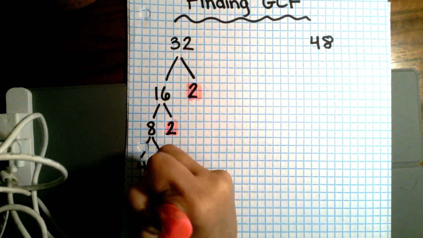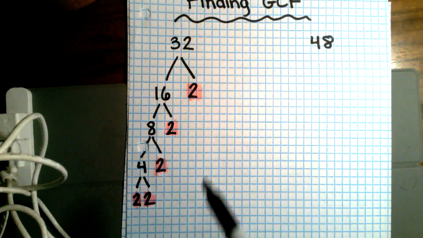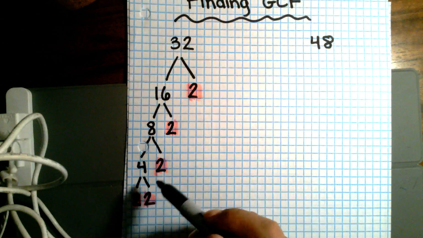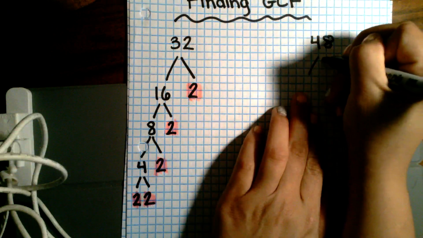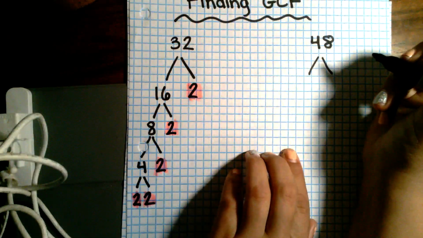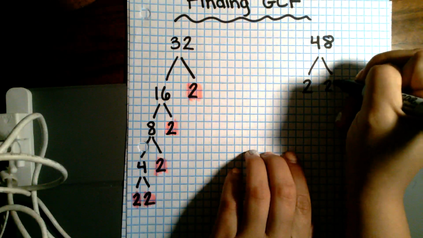And I do have a prime factorization video if you'd like to go review it. Okay, so I know the prime factorization of 32 is 2 times 2 times 2 times 2 times 2. Okay, so going to 48, I'm going to choose two values that multiply together to give me 48. So I'm going to choose 2 and 24.